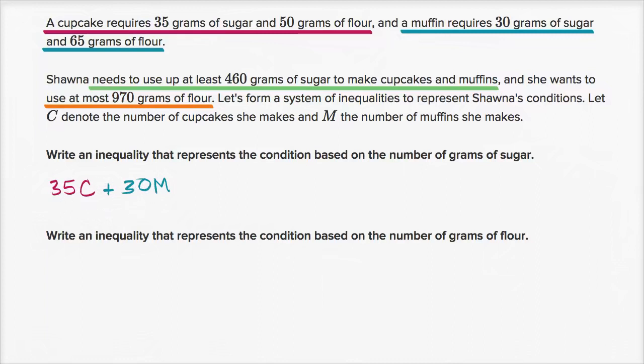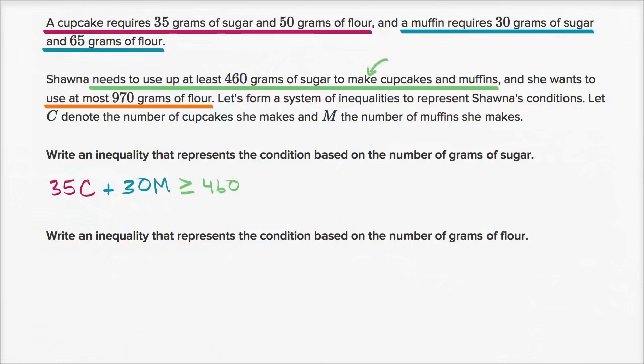And we're told that she needs to use up at least 460 grams of sugar. Everything here is in grams, so this has to be greater than or equal to 460 grams of sugar to make both of these. So that's it. We have just set up the inequality that represents the condition based on the number of grams of sugar.